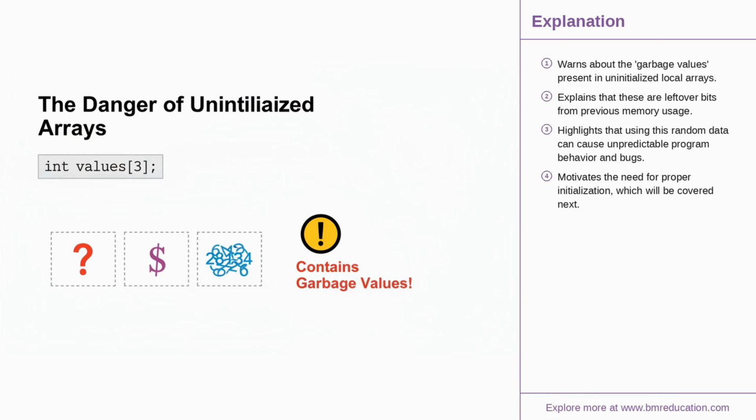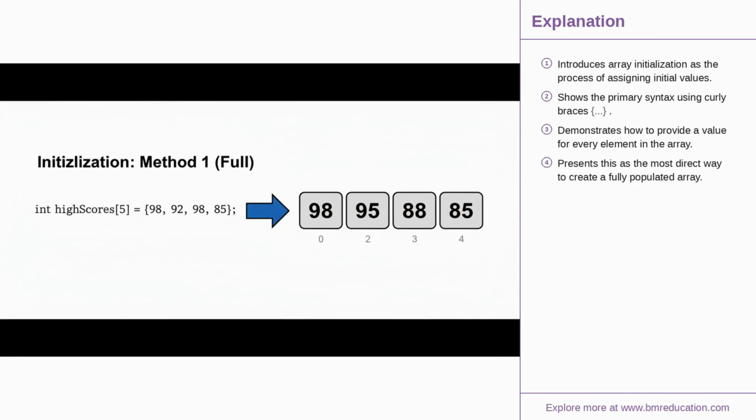To avoid garbage values, we should initialize our array, which means giving it starting values. The most common way is to provide the values in a comma-separated list inside curly braces right at declaration. For example, int highscores[5] = {98, 95, 92, 88, 85}. This both declares the array and fills it with our specific scores in one clean step.